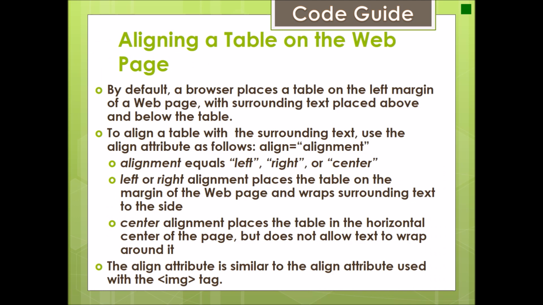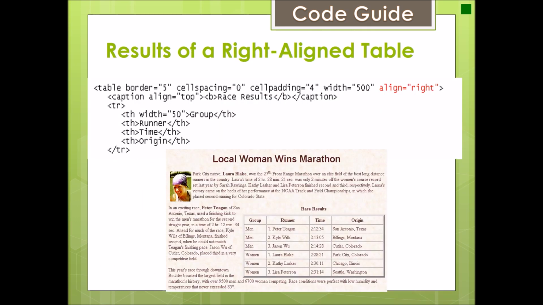Aligning a table on a web page. By default, a browser places a table on the left margin of a web page with surrounding text. You can change the alignment as left, right, or center, given as the value in the align attribute. The align attribute is similar to the align attribute used with the image tag. This is the result of the right-aligned table. As you can see, the table is right aligned with the align equal to right attribute.